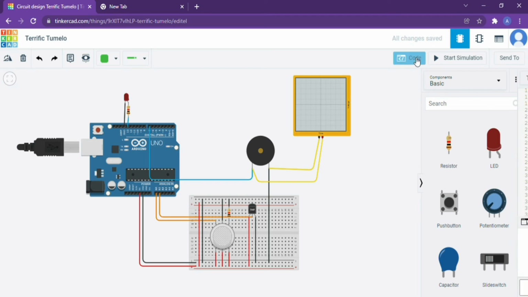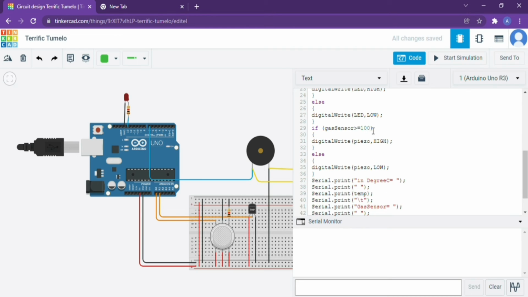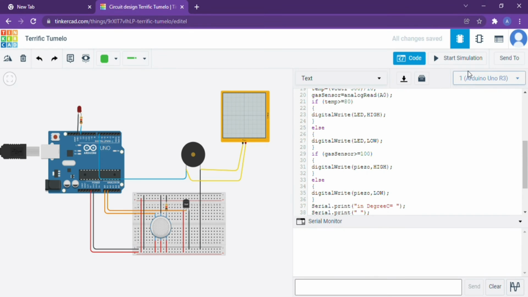And here is the code. From here, we can see that if the temperature is greater than 80, then the LED will be set high, and otherwise the LED will be low. And if the gas sensor is greater than 100, the piezo will be set high, and otherwise it will be set low. Now I will start the simulation.